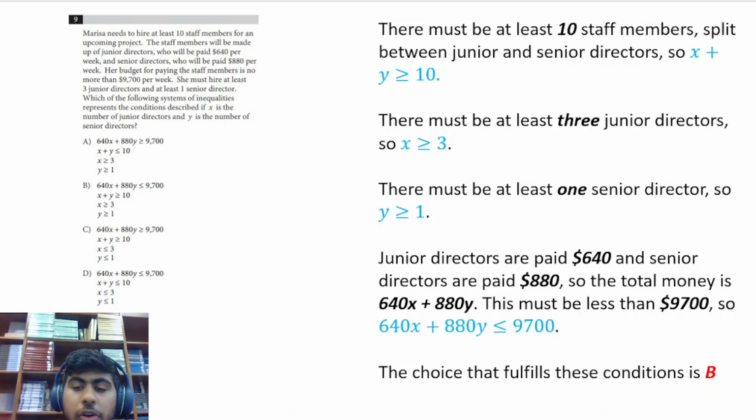We know that junior directors are paid $640 and senior directors are paid $880, so the total money is 640x plus 880y, and this is going to be less than or equal to 9,700. Again, this matches up with answer choice B, and that's why answer choice B is correct.